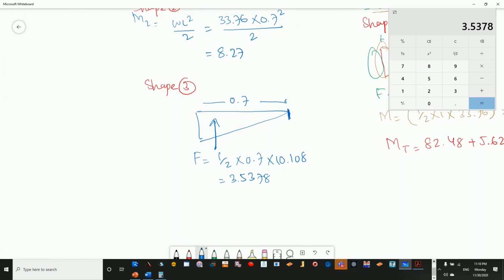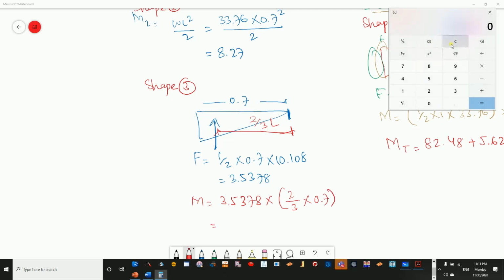Now the distance between the force and the section is going to be 2/3 of L. Once again, we know it's 1/3 from the right angle, 2/3 from the other angle. So our moment is equal to 3.5378 multiplied by 2/3 of L, that's 0.7. So that's 3.5378 multiplied by 2 multiplied by 0.7 divided by 3. So that's going to give you around 1.65.